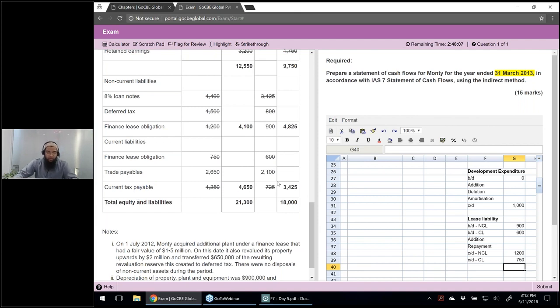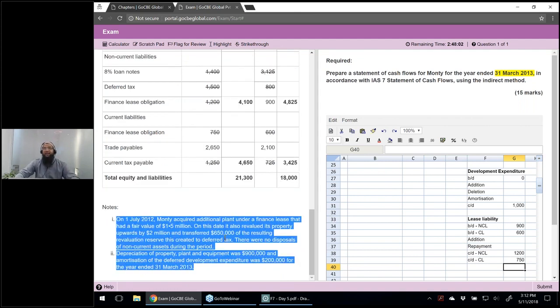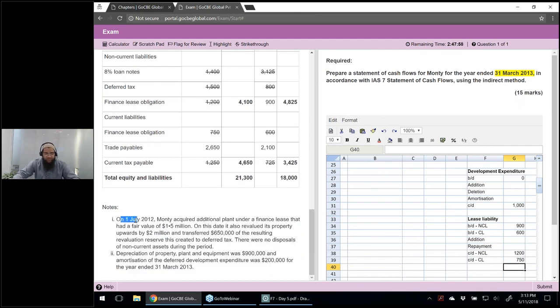Now let's read the notes. Once we incorporate the notes, we are going to close the T accounts and then calculate the balancing figures. The question says that on 1st July 2012, Monty acquired additional plant under a finance lease that had a fair value of $1.5 million.